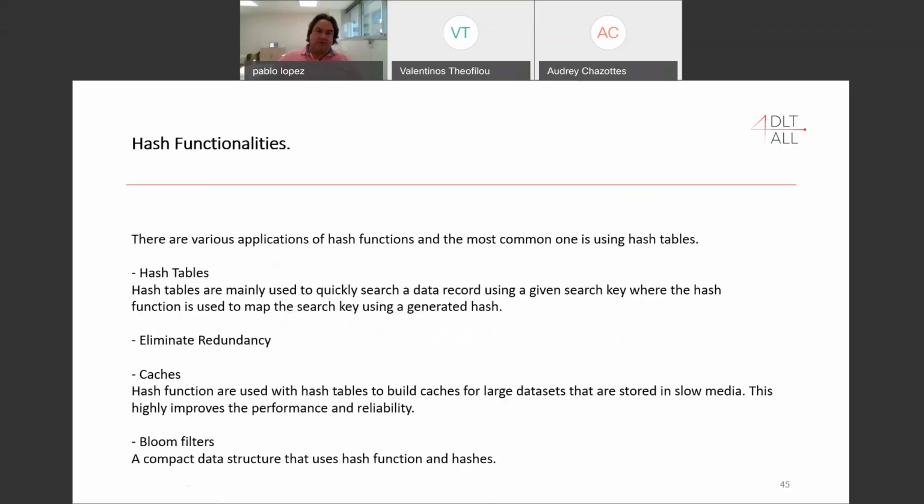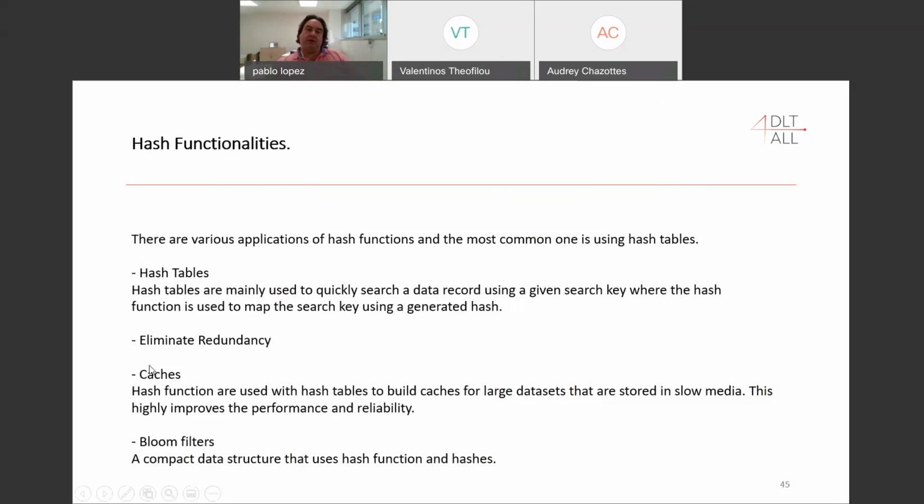Well, there are various applications of hash functions, and the most common is using hash tables. Hash tables are mainly used to quickly search a data record using a given search key, where the hash function is used to map the search key using a generated hash. It's the definition of what I told you before. We have to search a data record using a given search key, and if the hashes coincide, it will open.